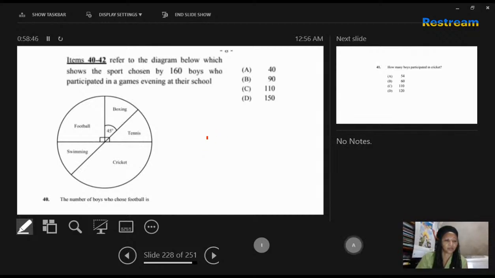So a quarter of the boys chose to play football. Why do you say it's a quarter? Because that's a right angle. A right angle is a quarter of a circle. Okay, so we could have put it as 90 over 360 or a quarter. So you're saying a quarter of the boys, which is 40. Well, the answer is A.